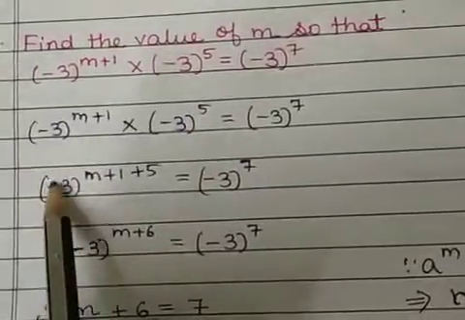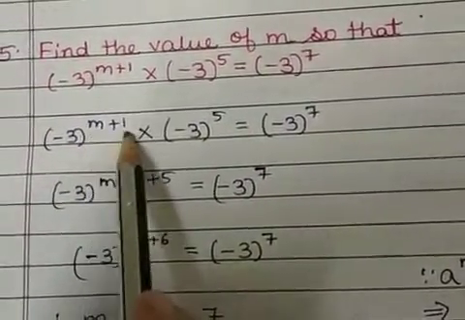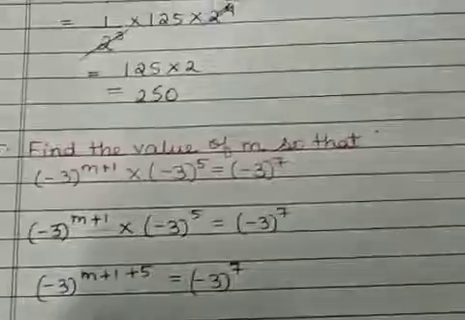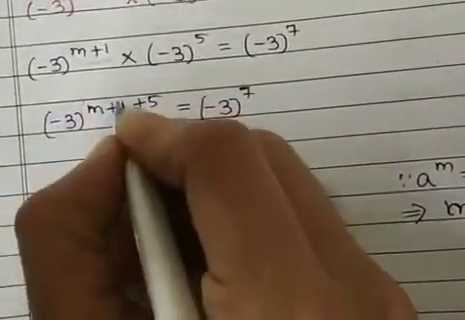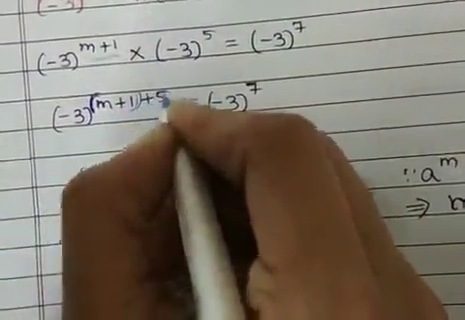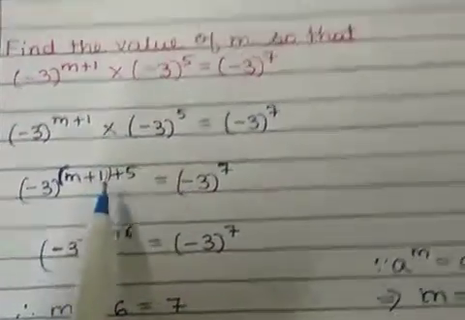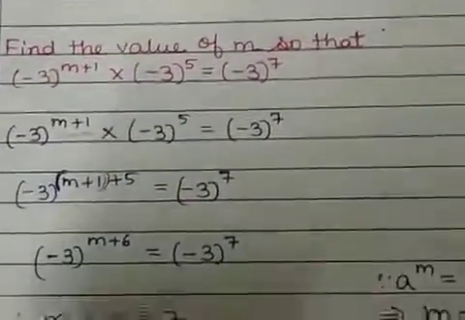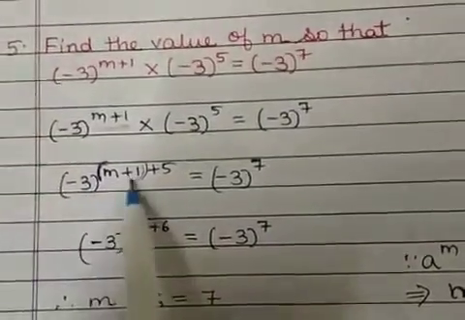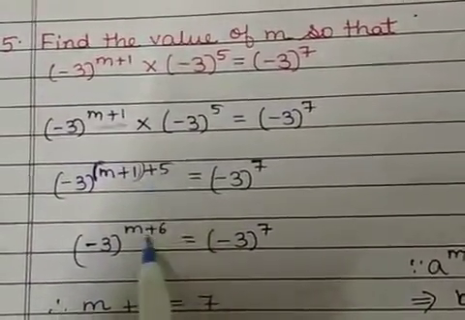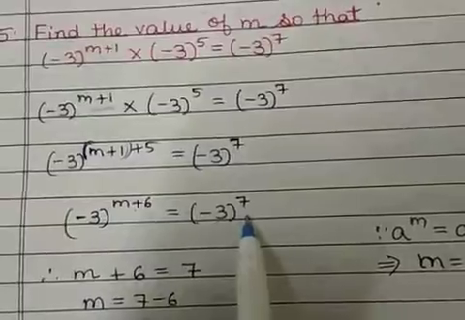Now this is of the form a^m into a^n, so you can write this as a^(m+n). So this is (-3)^(m+1+5). Here it is (-3) raised to m plus 6, is equal to (-3)^7.